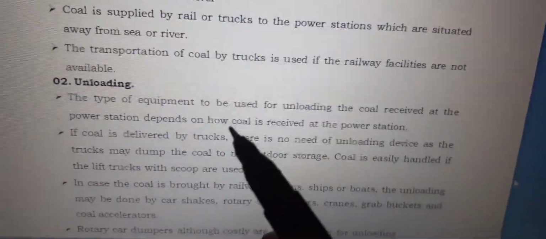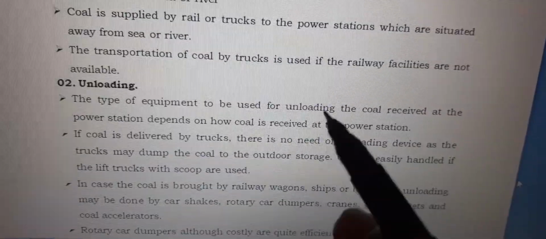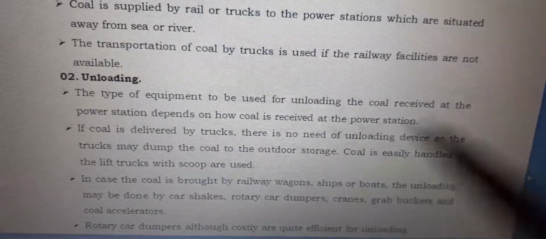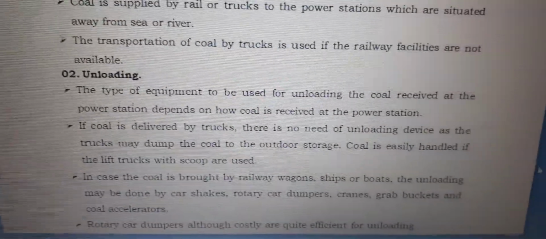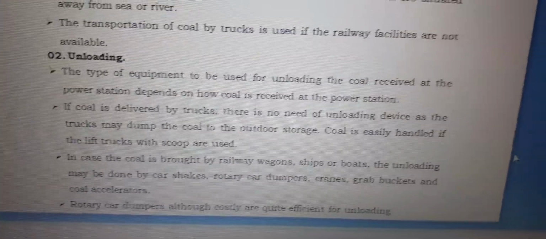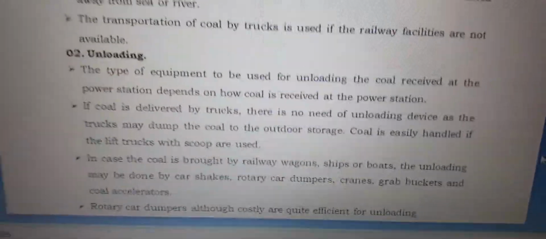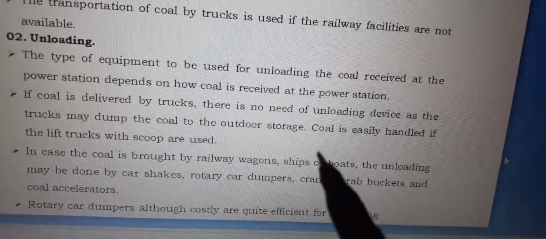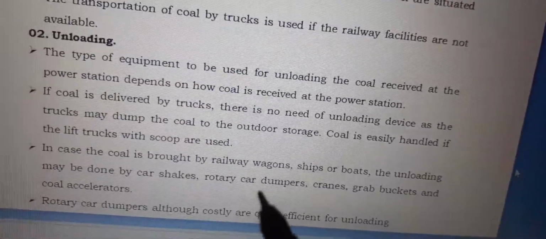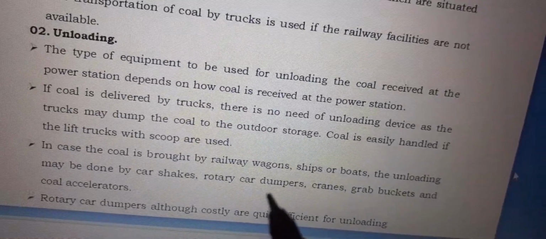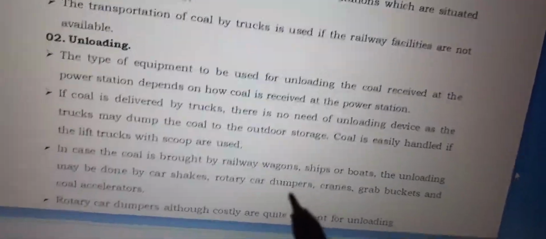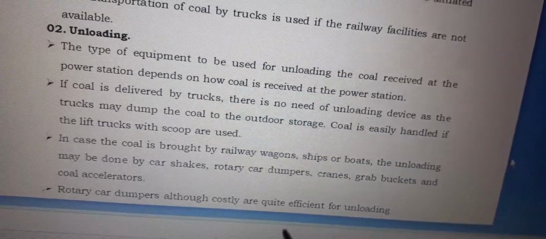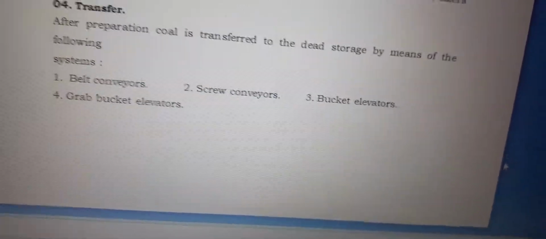And unloading, the second one. The type of equipment used for unloading the coal received at the power station depends on how the coal is received. If the coal is delivered by trucks, there is no need of an unloading device, as the truck may dump it properly. If coal is brought by railway wagons, ships or boats, the unloading may be done by car shakers, rotary car dumpers, cranes, etc. Rotary car dumpers, although costly, are quite efficient for unloading.